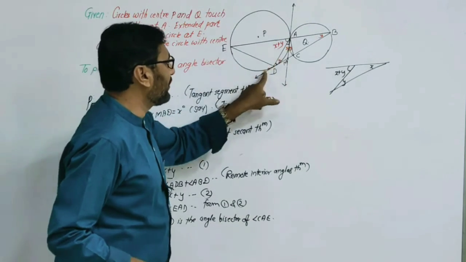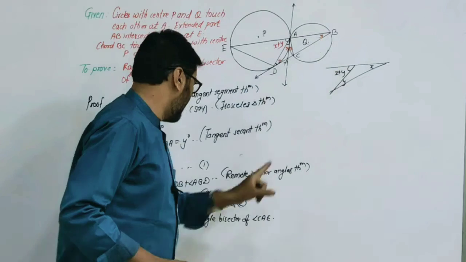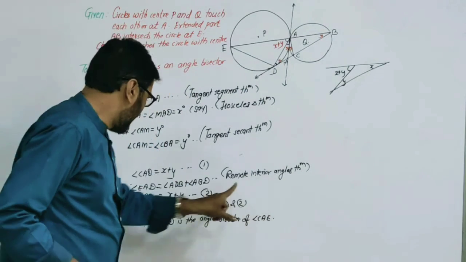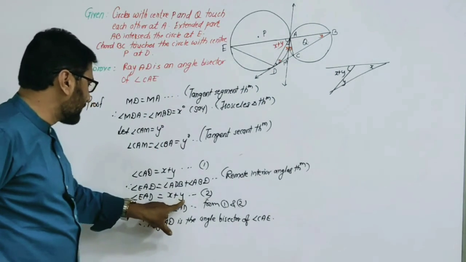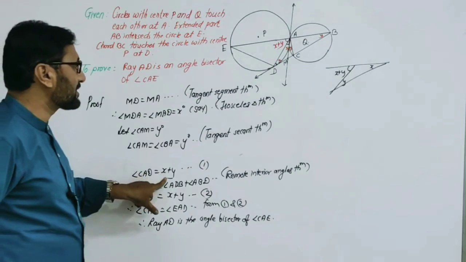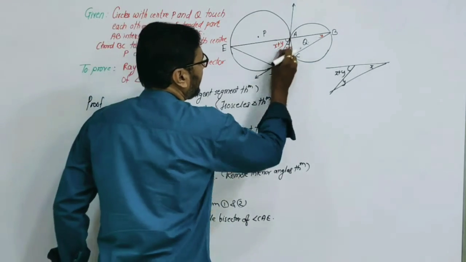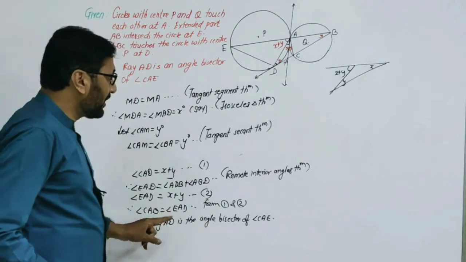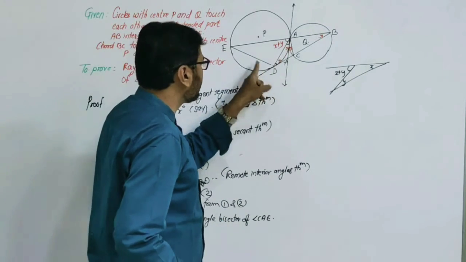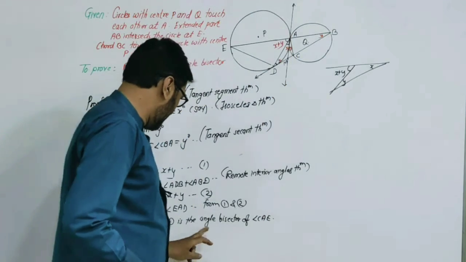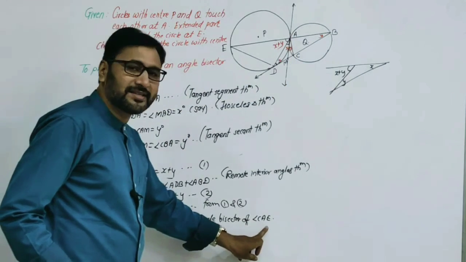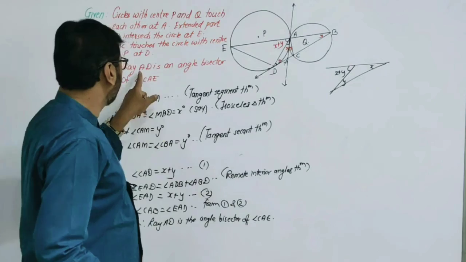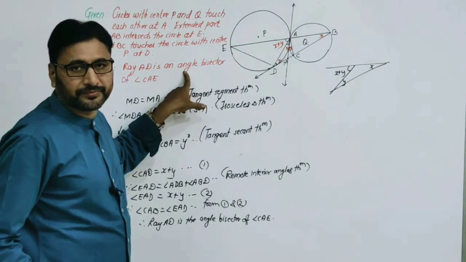देखो EAD क्या होगा? x plus y, remote interior angles theorem. So EAD का measurement x plus y, CAD का measurement x plus y. So can I write EAD is equal to CAD? Yes, both are equal only. If both are equal, then AD is the angle bisector of angle EAC. ये हमें प्रूव करना था.